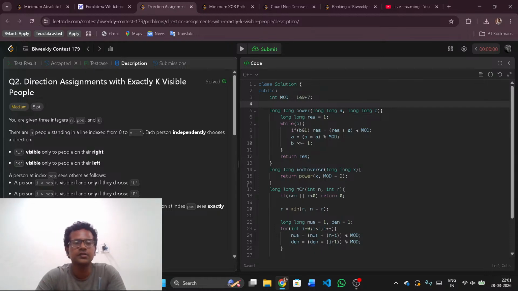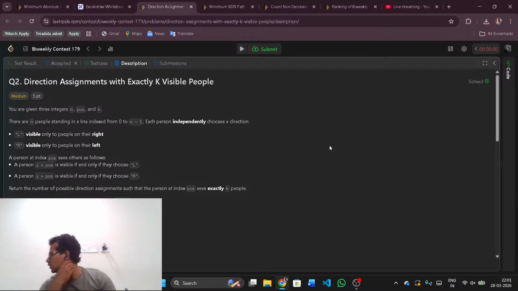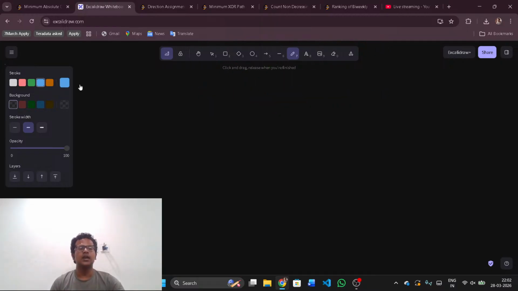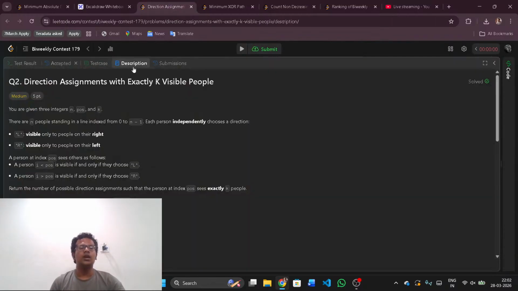Right? Direction assignments with exactly k visible people. This one is something for which we need mod inverse. I'll tell you one after the other. Let us understand what is given in the problem first. They are saying direction assignments with exactly k visible people. So we are given n, position, and k.